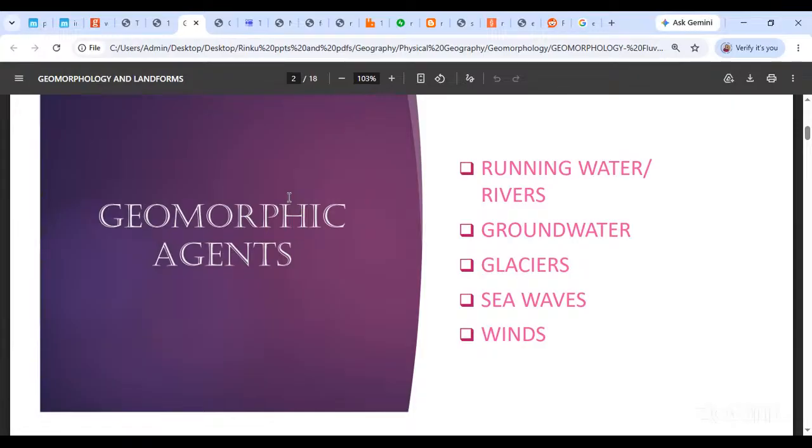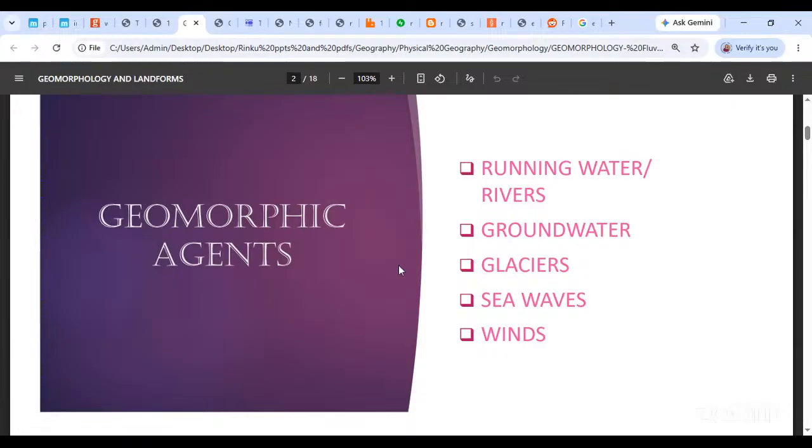Okay, then we said we'll look at the external elements that affect the changes on the surface of the earth. In that we covered weathering, mass movements, and now we will see erosion and deposition. And for that we need these agents. We need these agents to work for us: running water, rivers, groundwater, glaciers, sea waves, and winds. Okay, these are the ones.